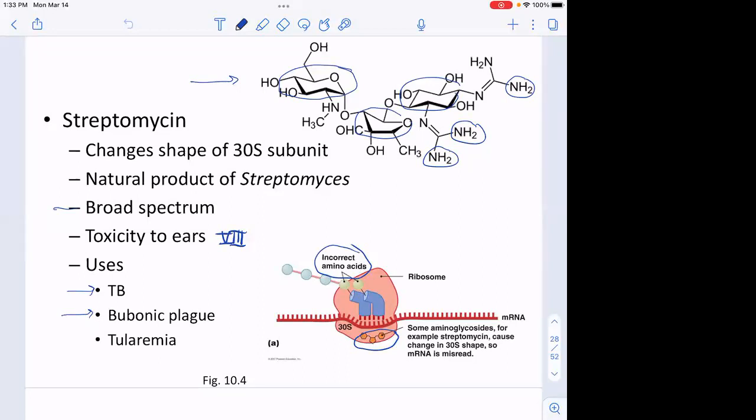So for instance, with streptomycin, we talked about the toxicity to the ears. So it targets cranial nerve number 8. That's a huge problem, in addition to a lot of organisms being resistant to it, but that's mainly what keeps us from it being in wide use any further.